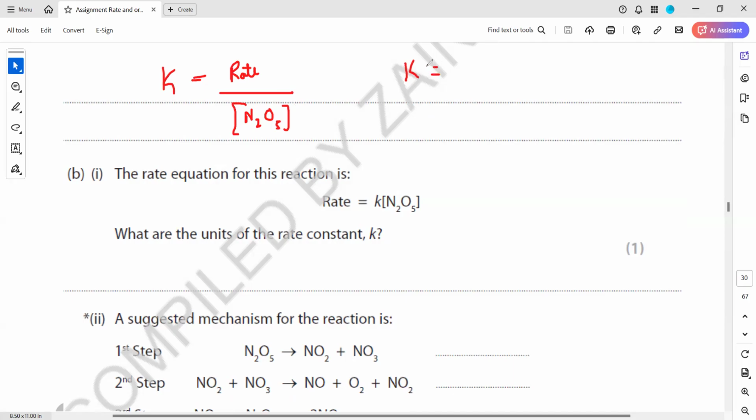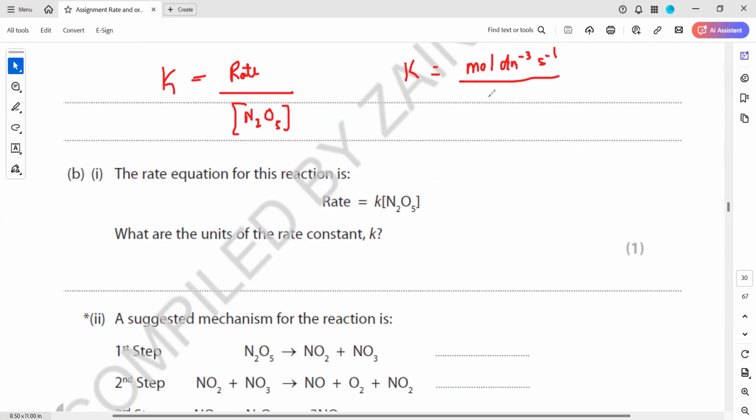Reactant. In the rate equation, rate is directly proportional to the concentration of the reactant. And now what is the unit of rate? It will be moles per dm cube per second. That's the unit of rate: mol dm^-3 s^-1.